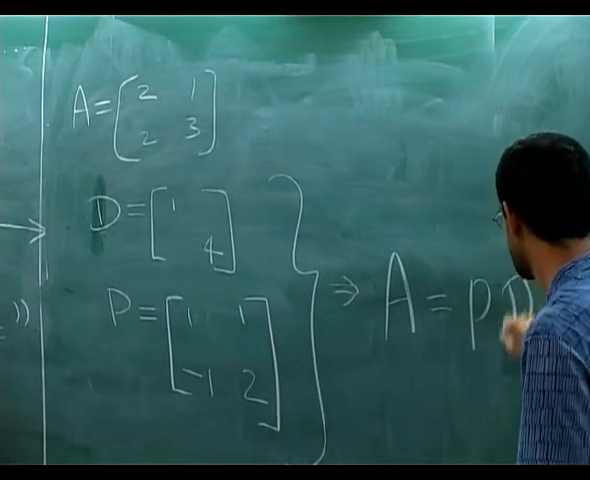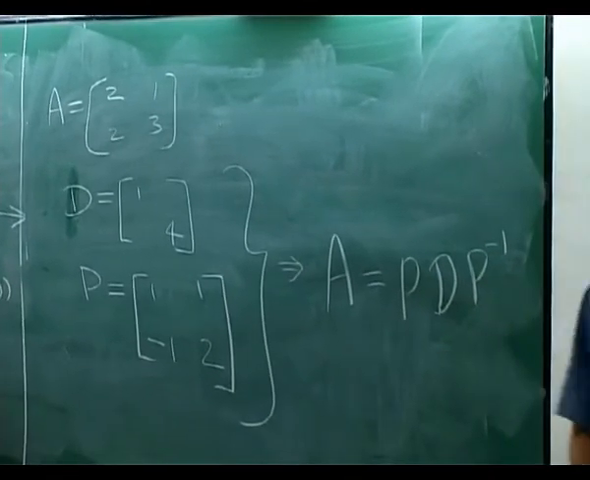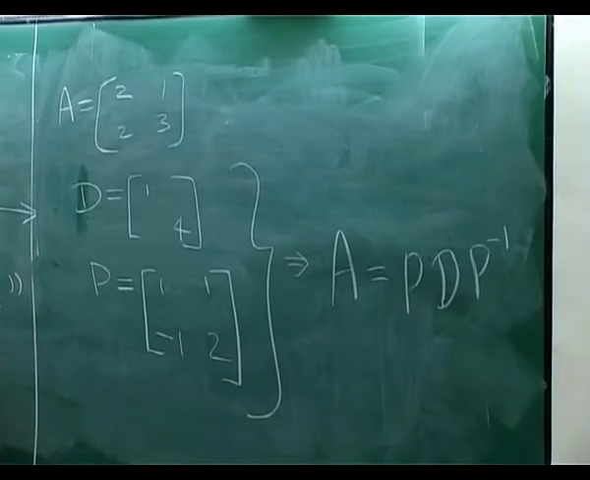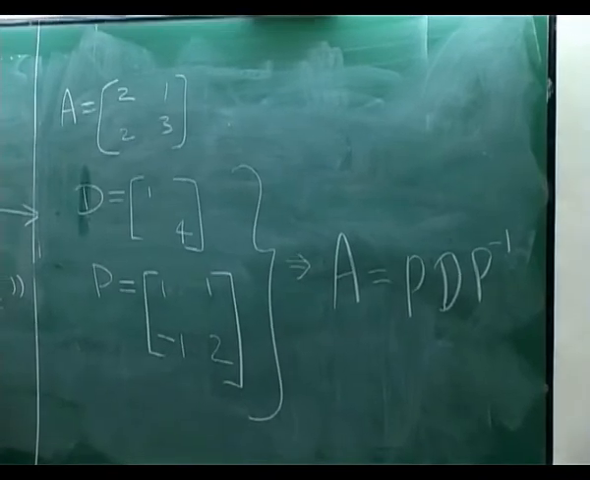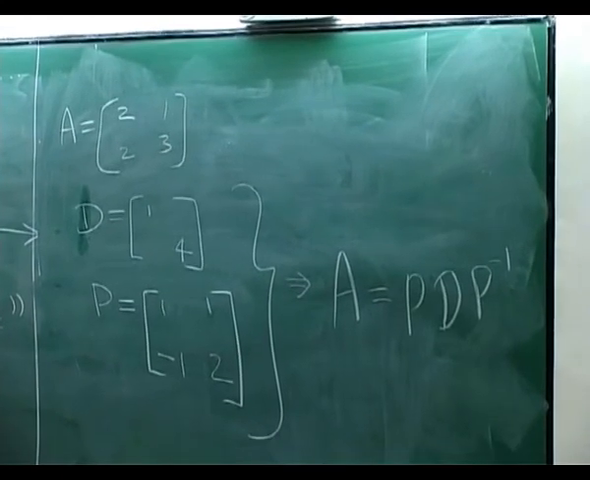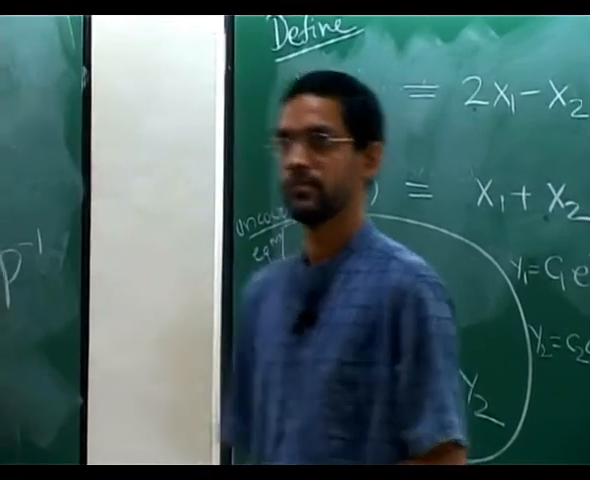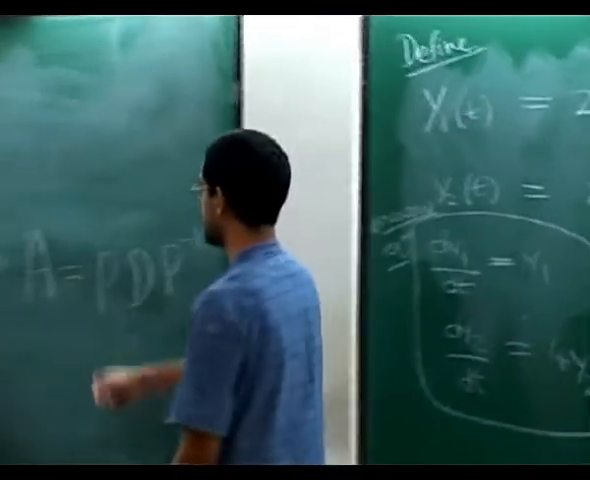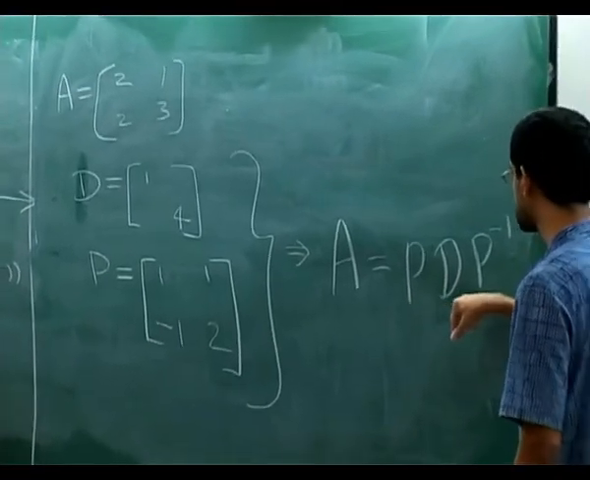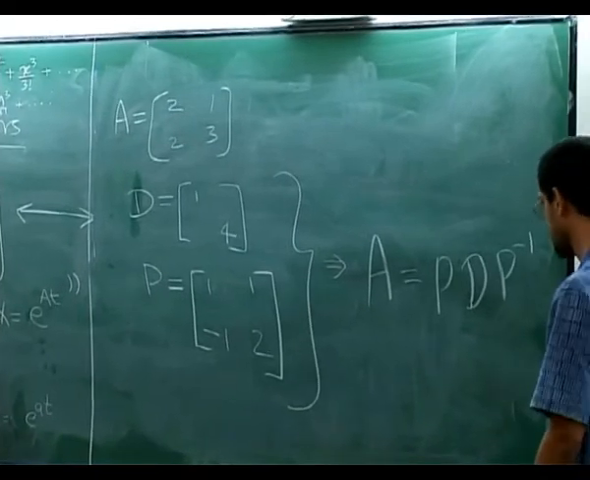PDP inverse, right. So this again, I am sure, is a familiar statement. This is called the diagonalizability theorem. If you find eigenvalues and eigenvectors, what does it help you do? It helps you decompose the original matrix A in a certain more convenient form. It decomposes the matrix A as some P times a diagonal matrix times the inverse of P. So this is by the diagonalizability theorem.